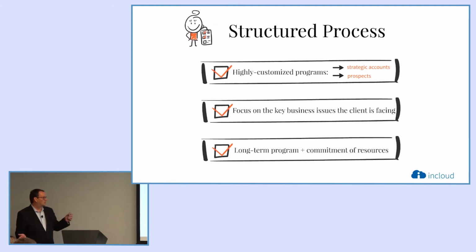So in the structured process, what we're looking at here is which level you're coming in at. How are we looking at these strategic accounts as a company, putting together the ABM team, and what appropriate prospects are we going to align ourselves with? And then the focus is on the key business issues that our potential prospects are facing. What are those pain points that we have to align our messaging with?